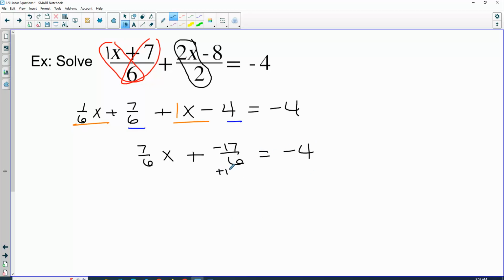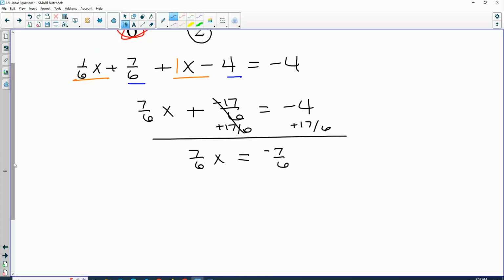Okay, so I can add my 17 over 6 to the other side. Okay, what's negative 4 plus 17 over 6? Yeah, it's a negative 4 and a positive 17. So I think it should be negative 7 over 6.